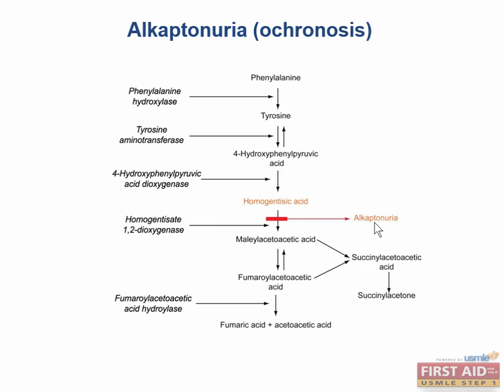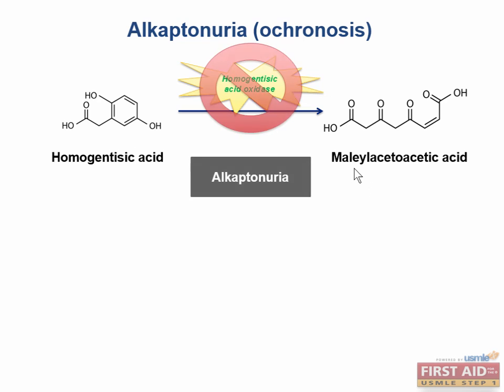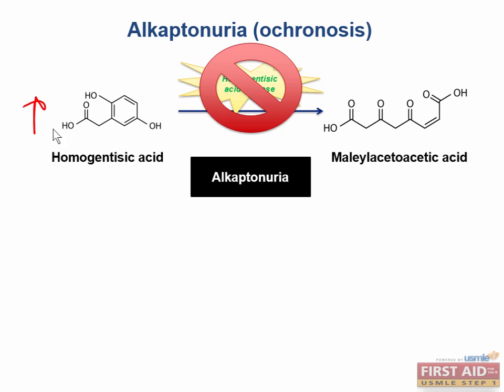So let's go ahead and zoom in on that step. I want you to know that the enzyme homogentisic acid oxidase is normally going to convert homogentisic acid into maleylacetoacetic acid. Alkaptonuria is simply a deficient homogentisic acid oxidase enzyme blocking this metabolic reaction. This is going to impair the degradation of tyrosine to fumarate, which leads to a buildup of the pigment-forming homogentisic acids in the tissues.